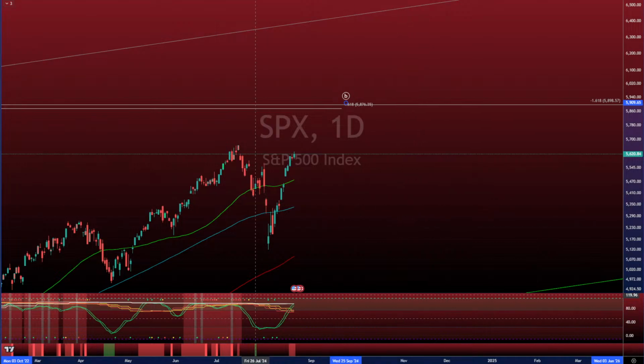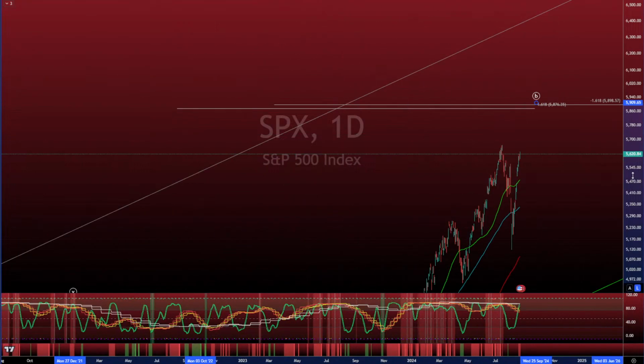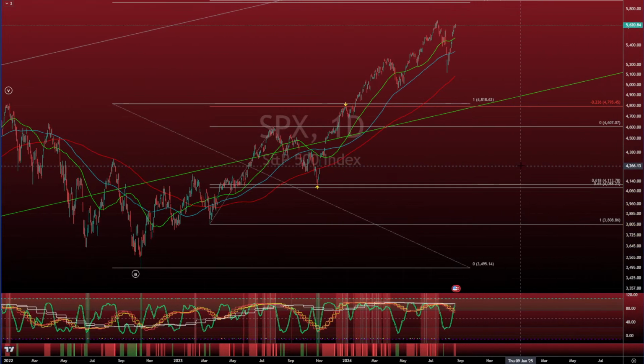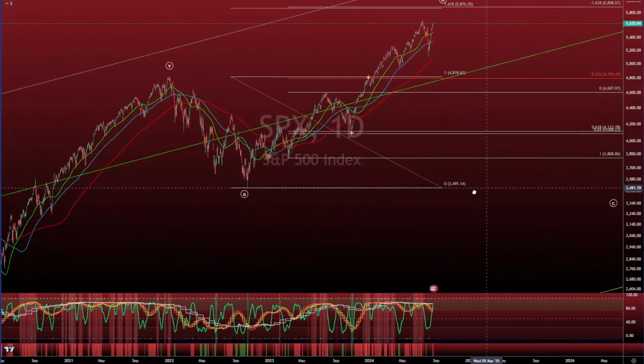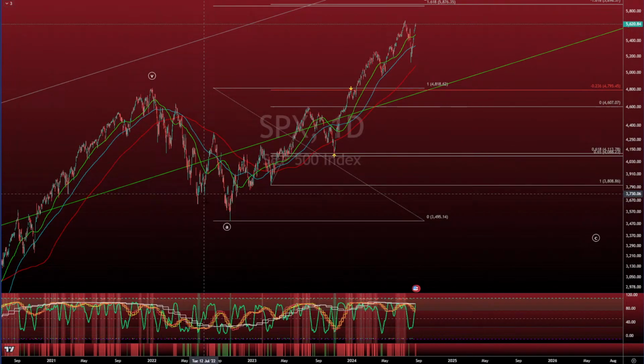It looks to me like we've got a V-shaped recovery here, but I think that we're probably going to see some exhaustion up here, and likely we're going to see a move to the downside. If we take a look at the wider time frame, zooming out a bit, I do think that we are in the middle of an A and then a B and then coming down for wave C.